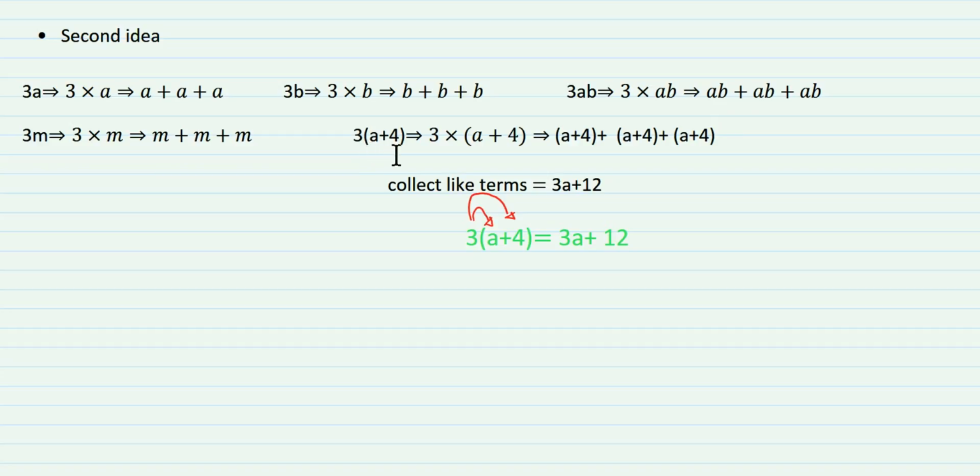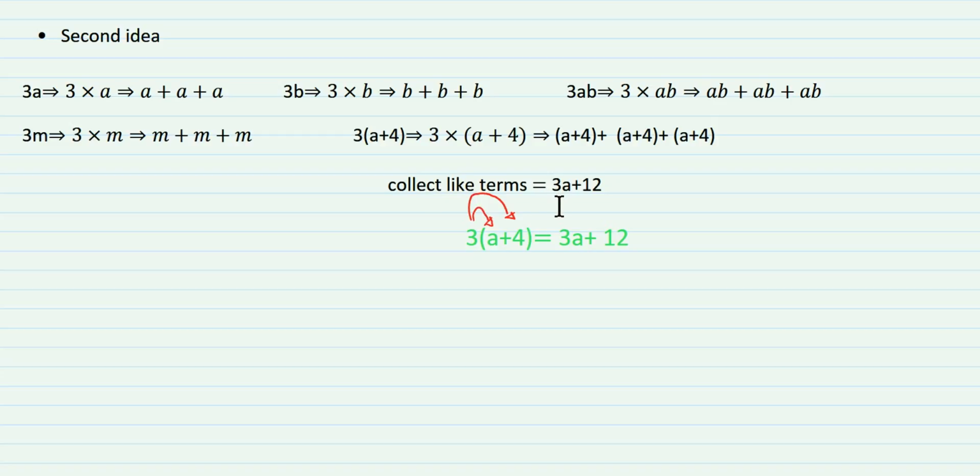3 times a plus 4 means that 3 times a plus 4, which means there are 3 of these. So it's a plus 4 once, a plus 4 twice, a plus 4 3 times. There are 3 of them. Now from here we can collect like terms. So we have 1a, 2a, 3a. So we have 3a. You can simplify it, yeah? Then we have 4 plus 4 is 8 plus 4 is 12. So this simplifies to this when we collect like terms.